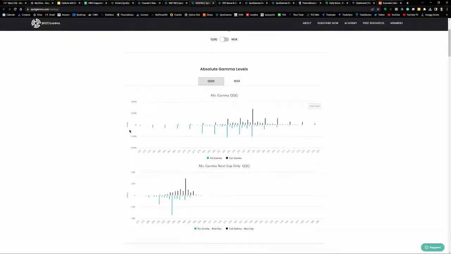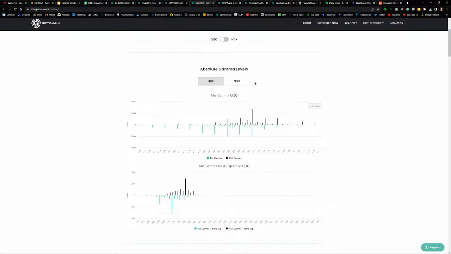Again, the same absolute gamma levels, this time for QQQ. And here's the 300 key gamma strike or absolute gamma strike. And the put wall at 285. And the call wall remains at 310.